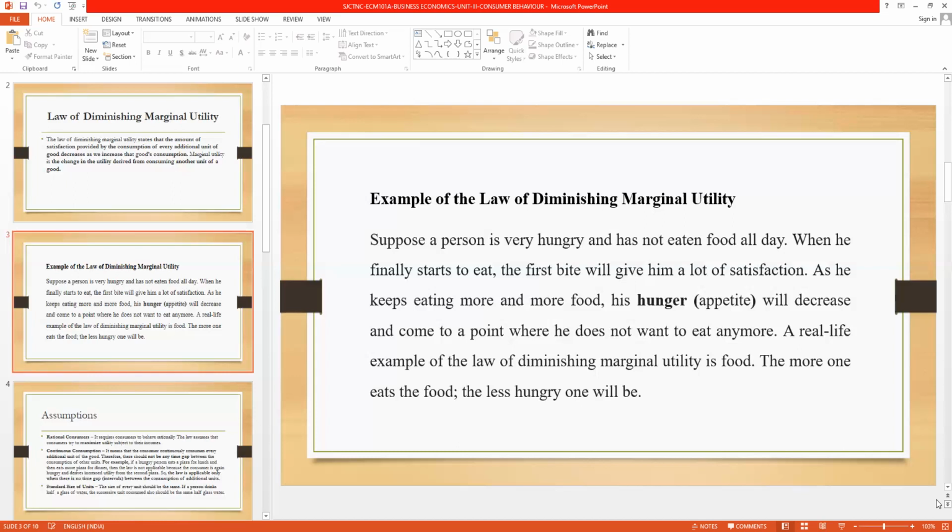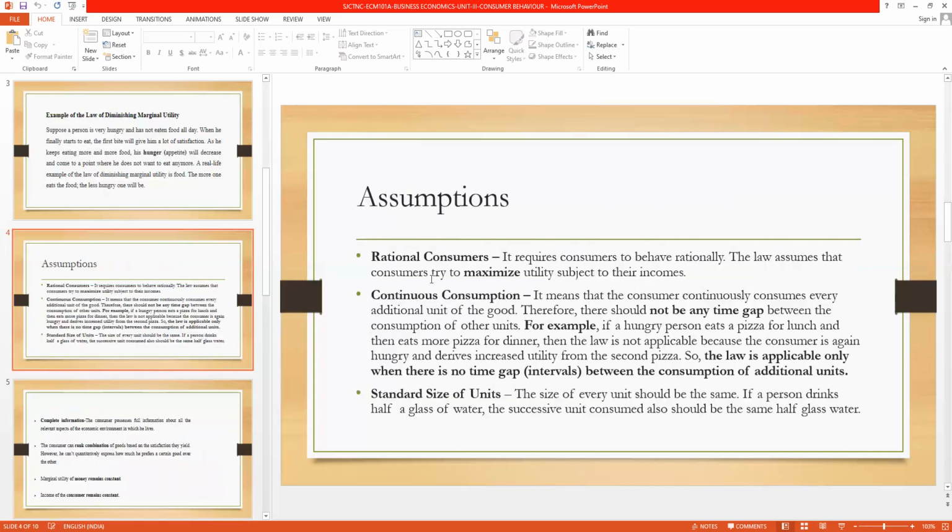Assumptions of the law. We assume the following to explain the law of diminishing marginal utility. The first assumption is a rational consumer. The consumer is said to be rational when he wants to get maximum satisfaction with his limited income. So that is a rational consumer.